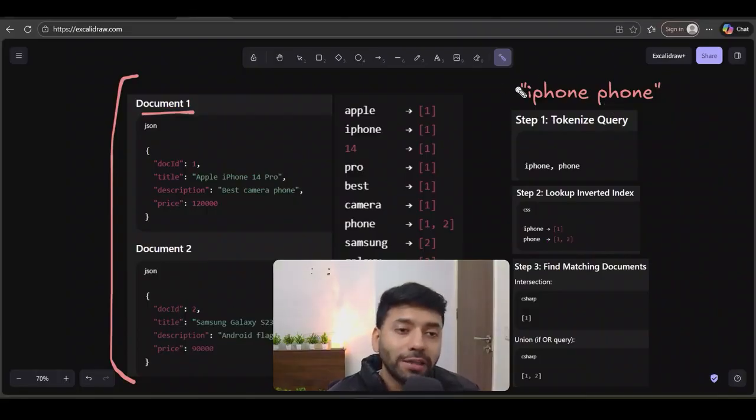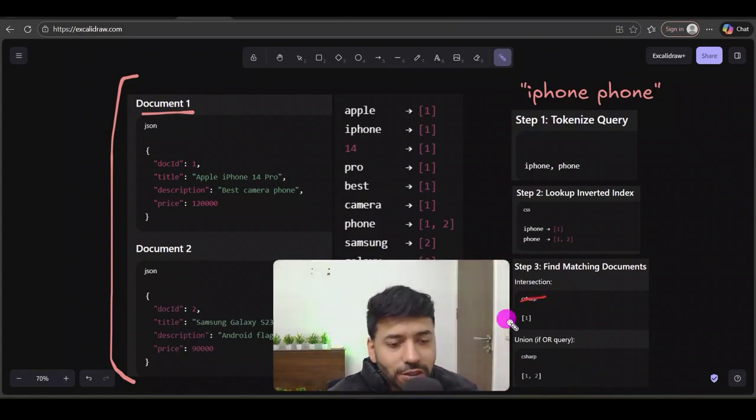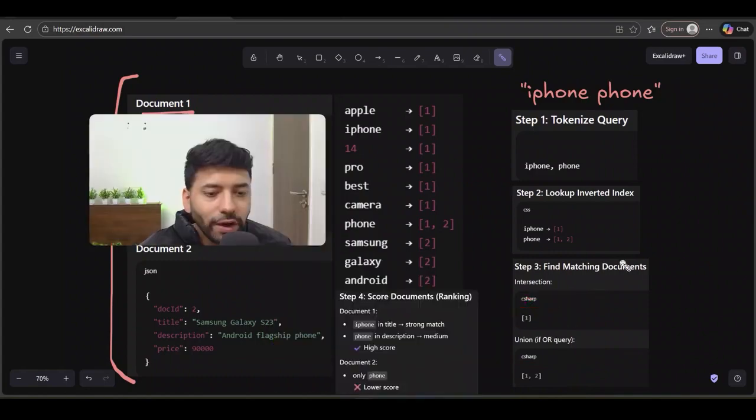Now we have applied the OR operation, like if any of the keywords is present in the document, return that document, then the answer would be this. If we were talking about the AND operation or the intersection, then the answer would be this. Correct? All right, next, step 4 is scoring the documents or the ranking.